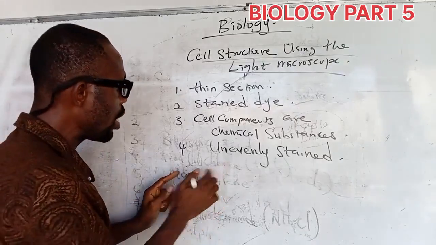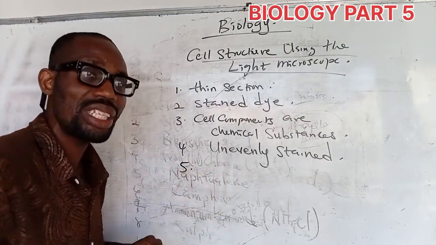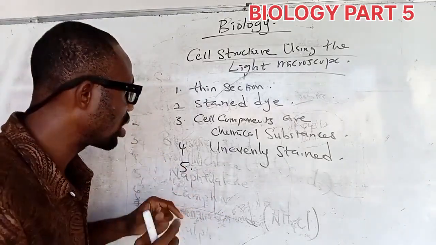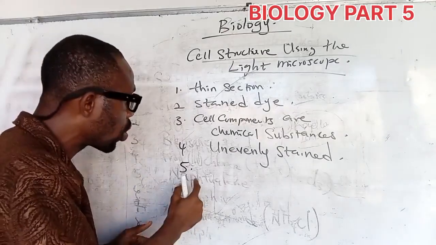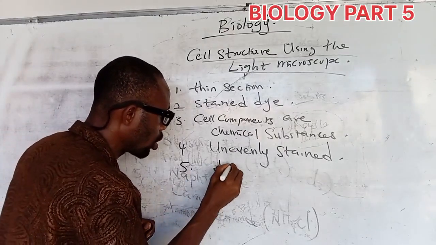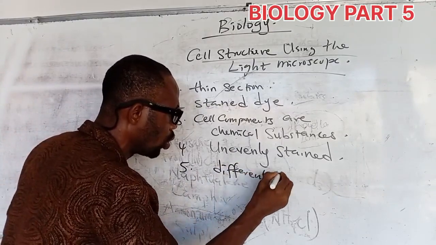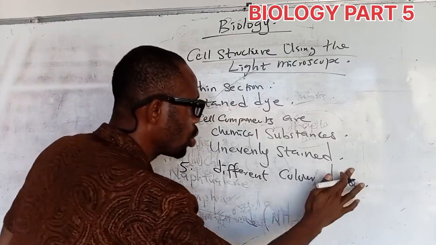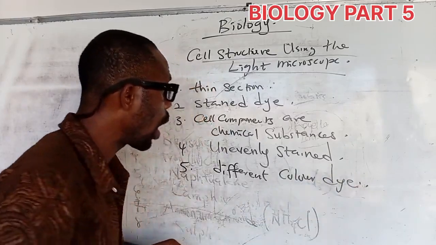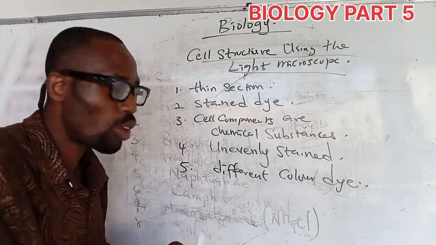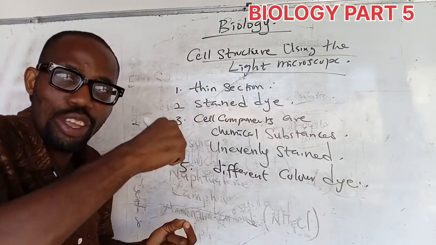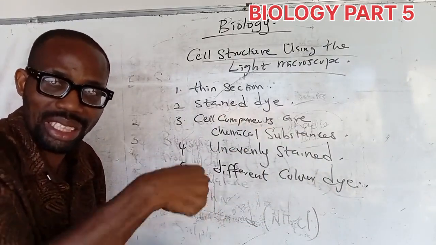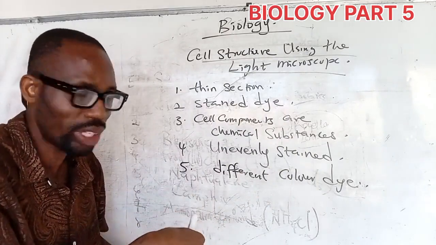Number 5, let me just put that down: different color dye. If the dye used is of different colors, then on the light microscope you'll be seeing different colors on the various components of that particular animal material, that is, the cell. Do you understand what I'm talking about now?